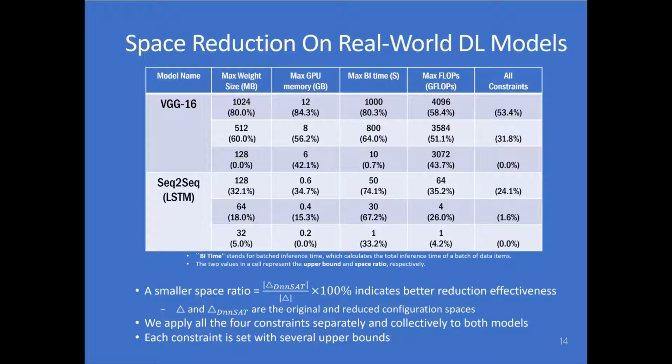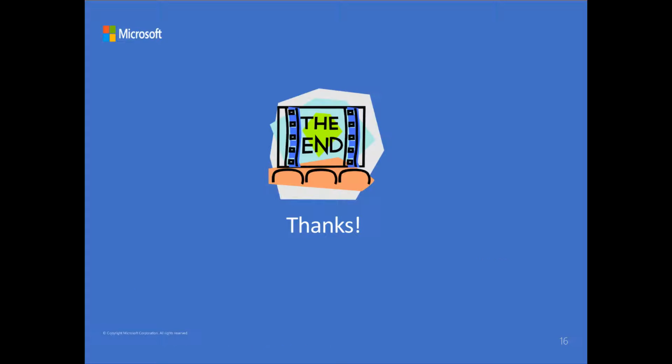For example, the space ratio of VGG16 under the GPU memory consumption constraints ranges from 42.1% to 84.3%. Tighter bounds or a combination of multiple constraints will lead to a more significant reduction. The results can also give hints to developers and help them choose optimal settings of new architectures, hyperparameters, and computational resources. Thank you very much.